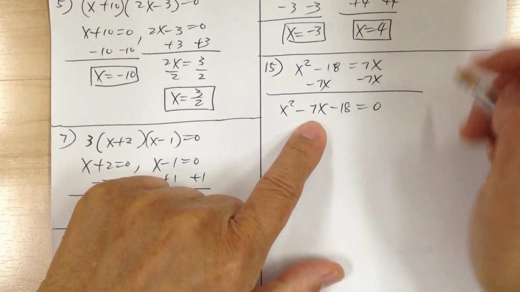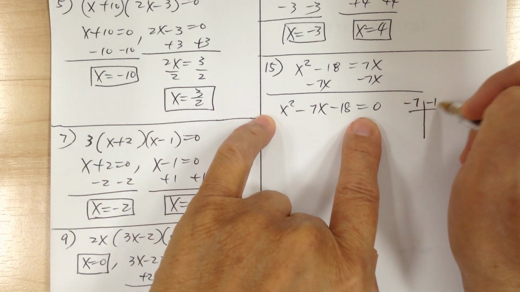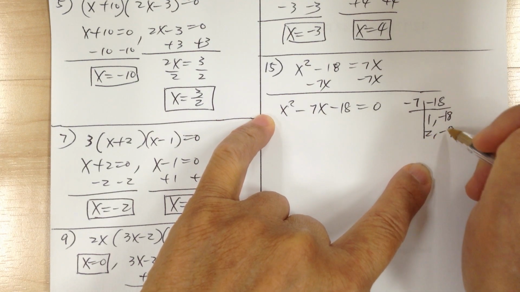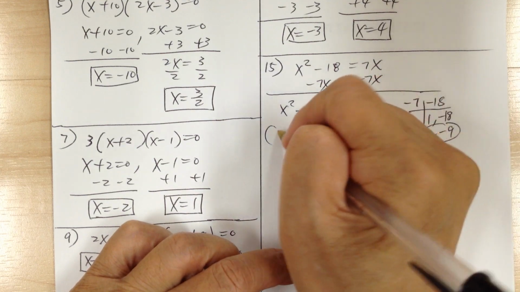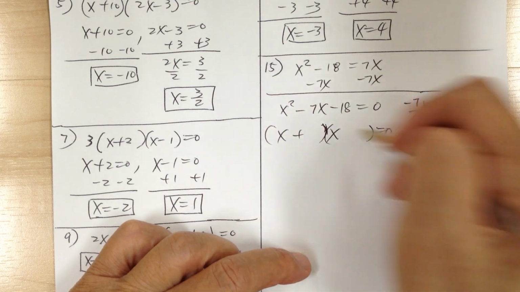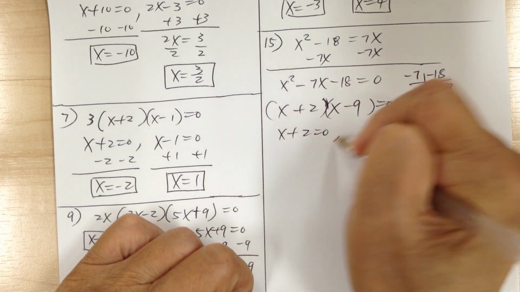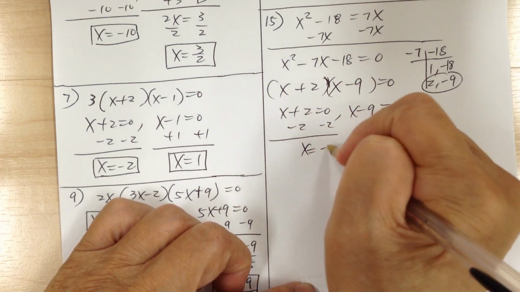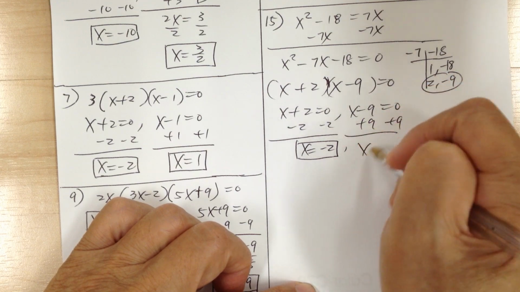Okay, so step 1, step 2, step 4, master product. So it'll be negative 7, negative 18. So it'll be 1 comma negative 18, 2 comma negative 9, and that's it. And there's no number in front, so whatever you see over here is whatever you get. Okay, and then set equal to 0. And then minus 2 on each side, so you get x equal to negative 2, and plus 9 on each side, so you have x equal to 9.